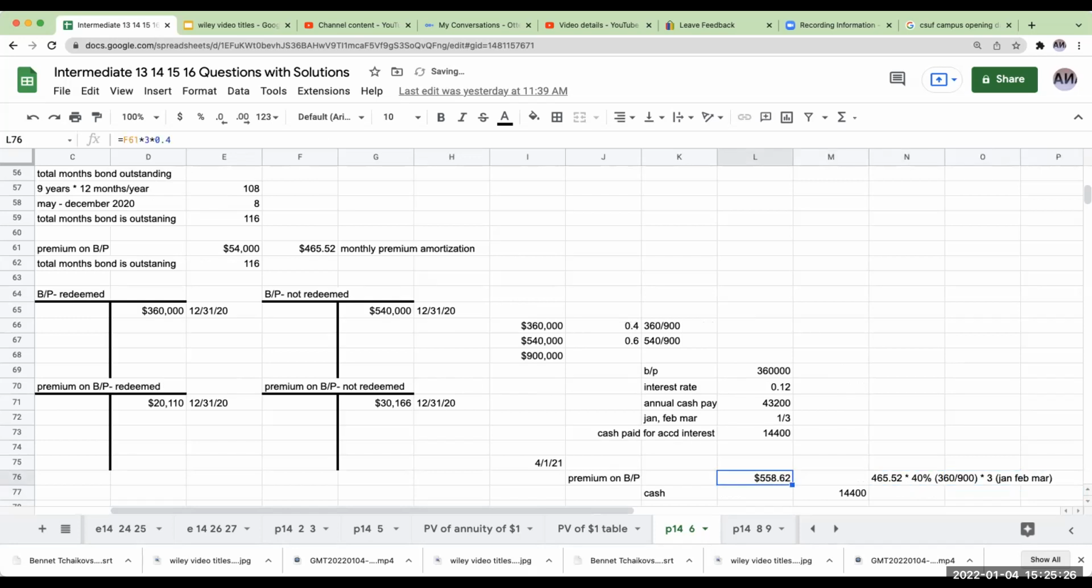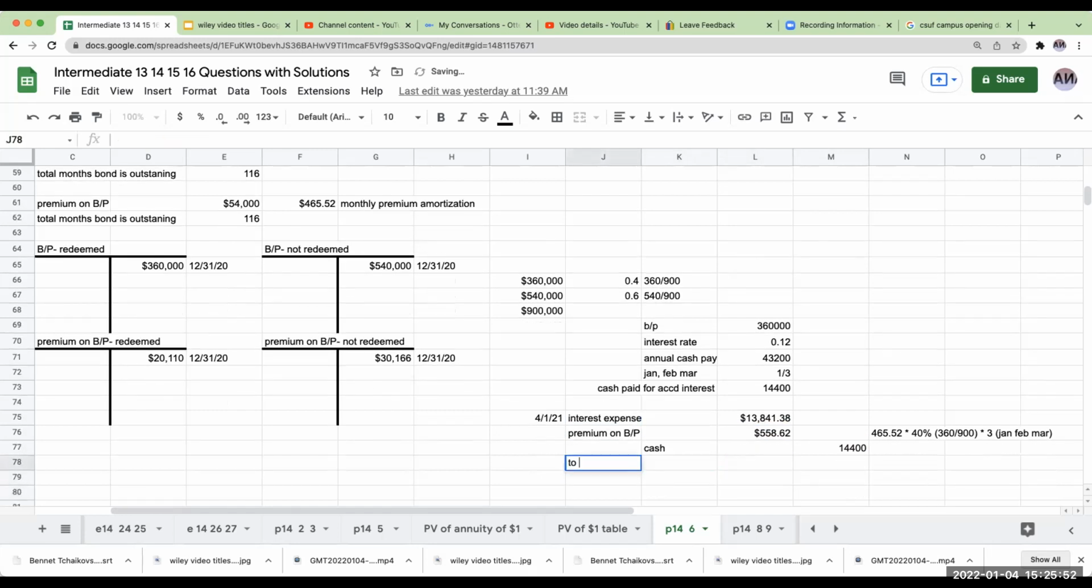So again, this is a monthly amount. This is going to be 465.52 times 40%, because remember we allocated over 40%, and then we're multiplying it by 3 because we have 3 months. So my interest expense is going to be recorded at $13,841.38.